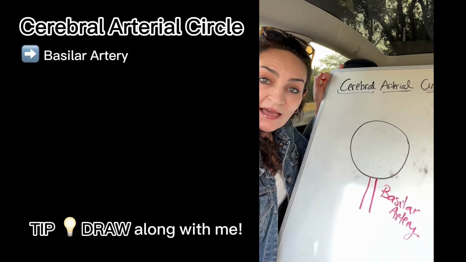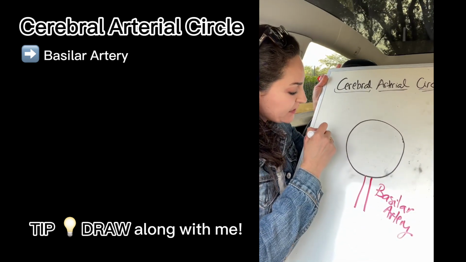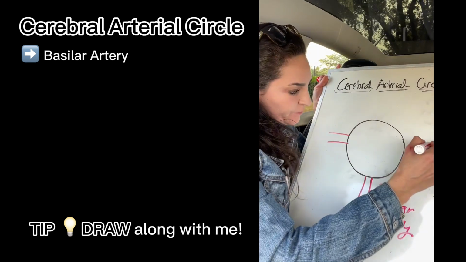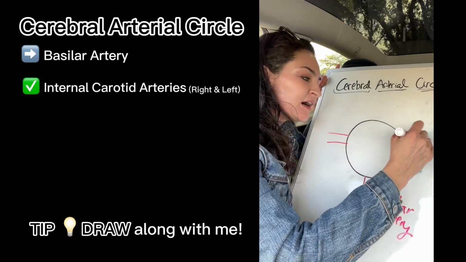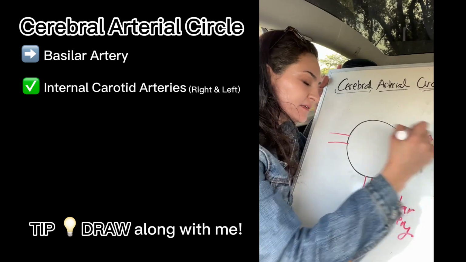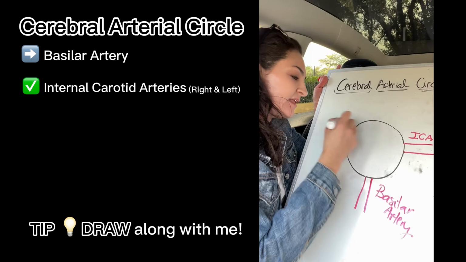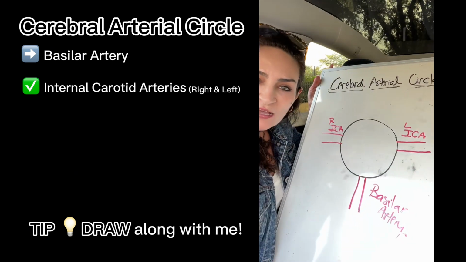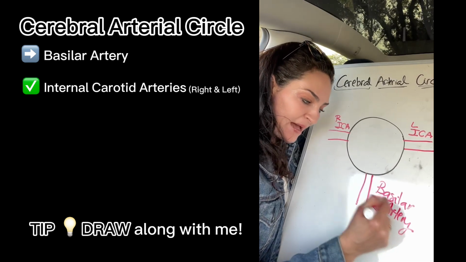And then we have another blood vessel that you have in right and left versions. Those are close to the middle of the circle. And these are our famous internal carotid arteries. You have one on the right side and one on the left side. Awesome. Now, the basilar artery is at the base, basilar, base.